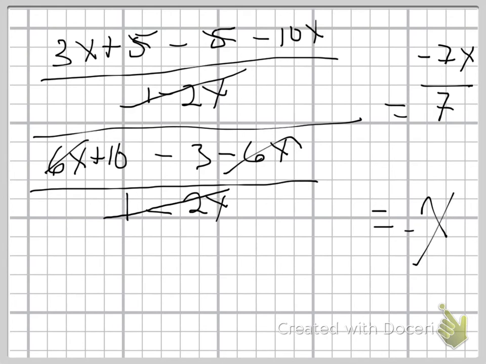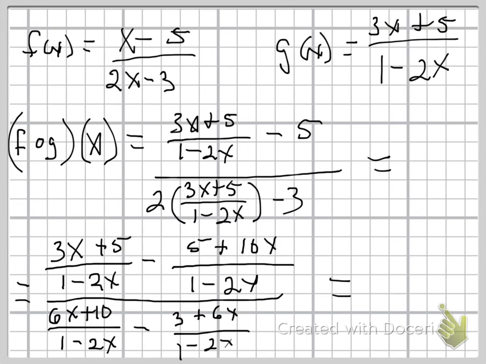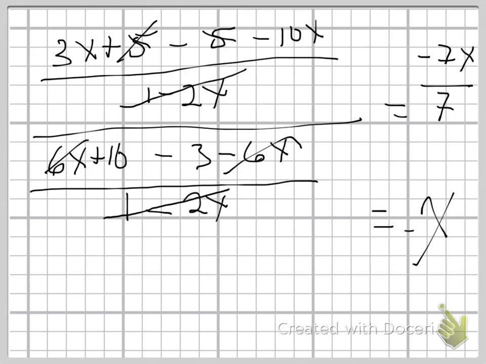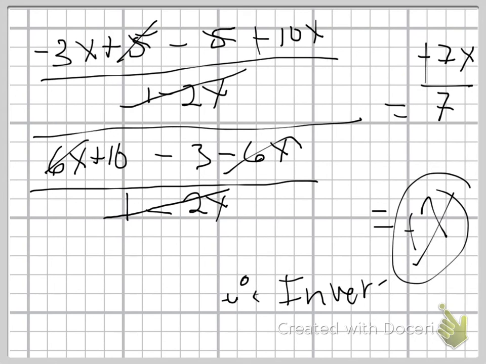Well, that's revolting. Let's see, did I make a mistake anyplace? So I went 5. Oh, wait. Wrong way. I think this needs to be a negative, that needs to be a plus. And there we go. Therefore, inverses. Okay?